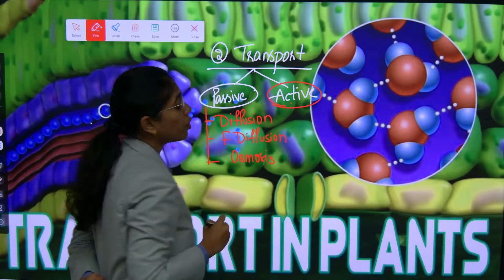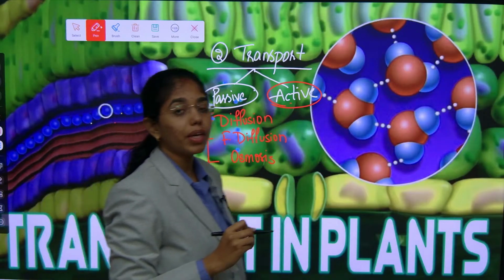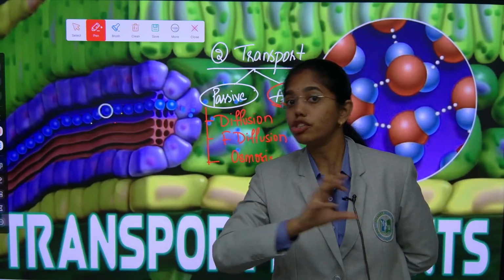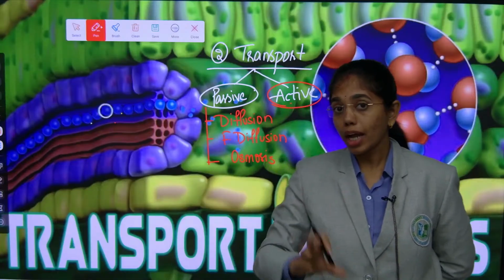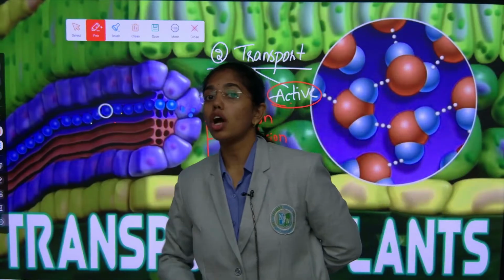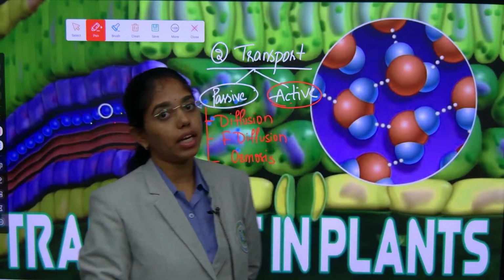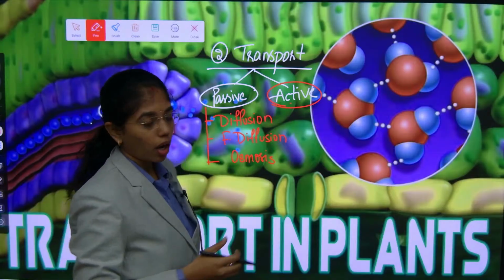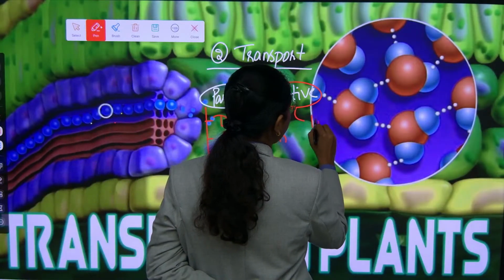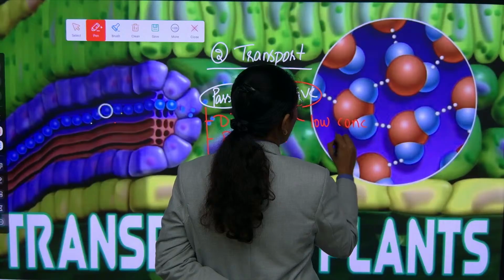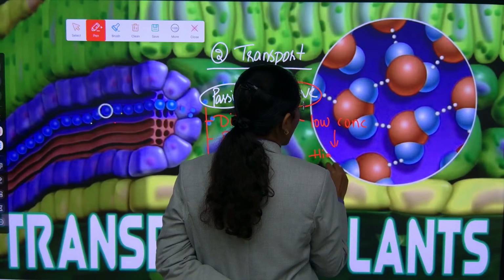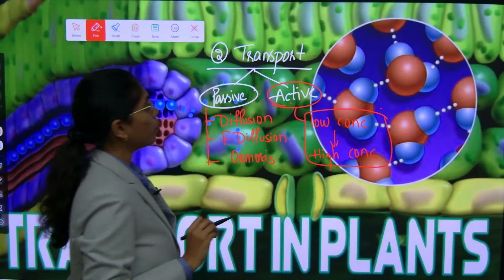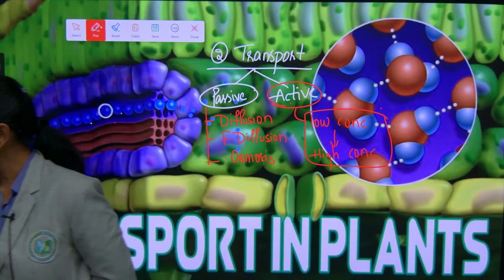Active transport is where the transport of molecules is from low concentration to high concentration, which is against the concentration gradient. When the transport of molecules is against the concentration gradient, it requires energy, that is ATP. Active transport is energy requiring transport. Clear, right? Both active transport and passive transport are clear to you, right?